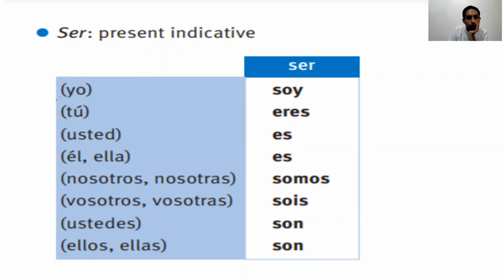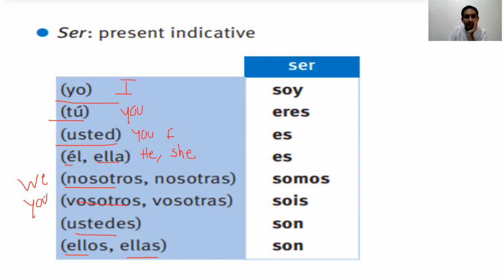So we have here, yo, tú, usted, él, ella, nosotros, vosotros, ustedes, ellos, ellas. So we have yo, I, tú, you, usted, you, well, this is formal, él is he, ella is she, nosotros is we, vosotros is you, but I need to specify that I'm from Mexico and I don't use this one, so you won't hear this here. Sorry. Ustedes is you, and ellos and ellas is they, right?